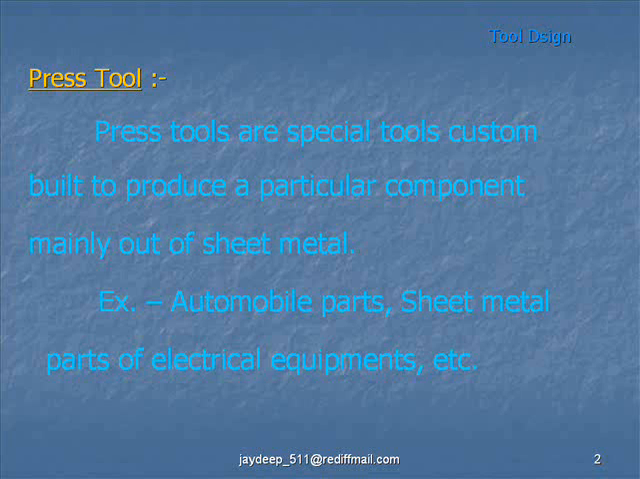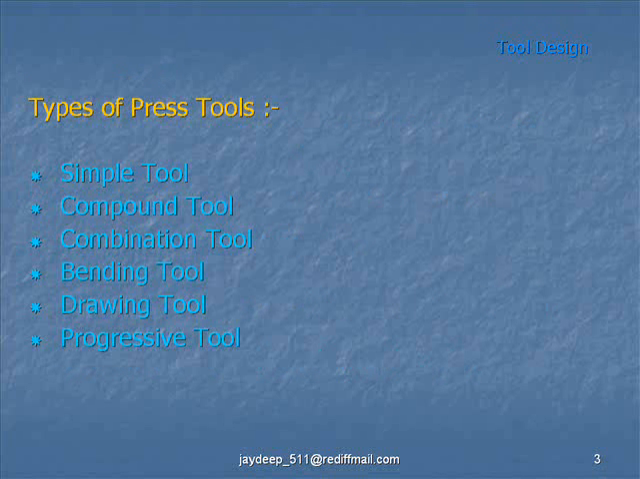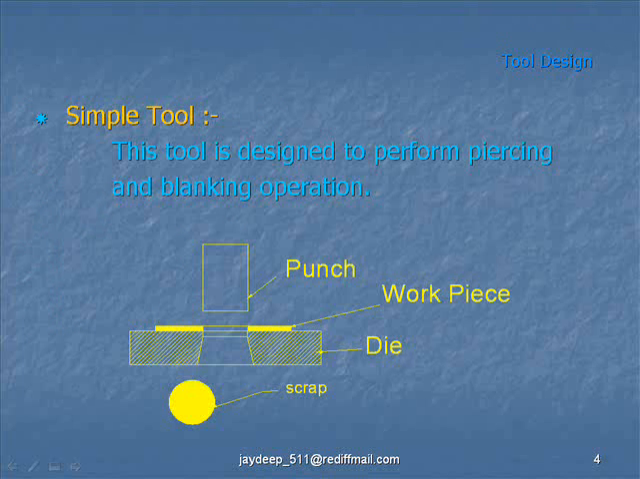Press tools are special tools custom built to produce a particular sheet metal component. Examples: automobile parts, sheet metal parts of electrical equipments, etc. Types of press tools: simple tool, compound tool, combination tool, bending tool, drawing tool, progressive tool.